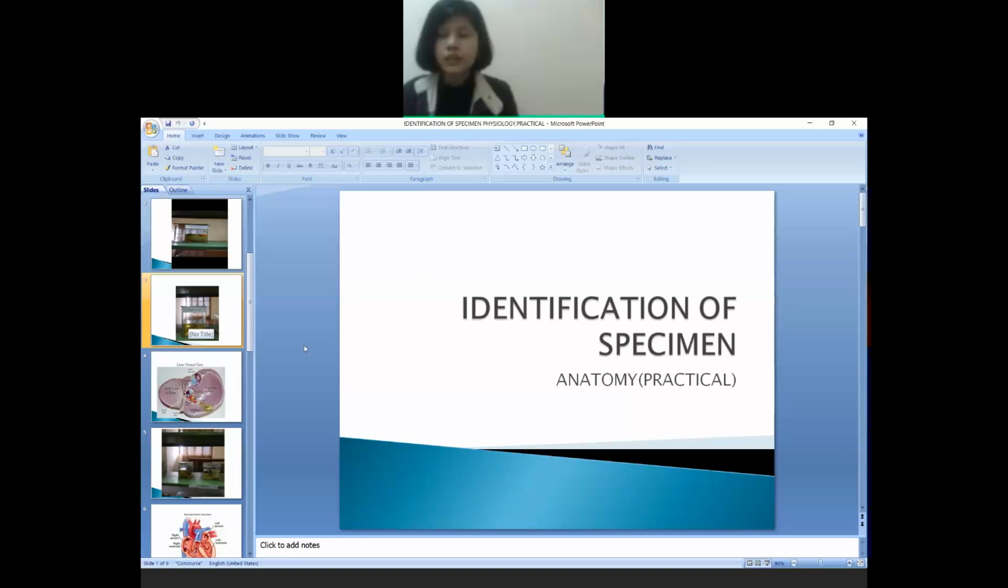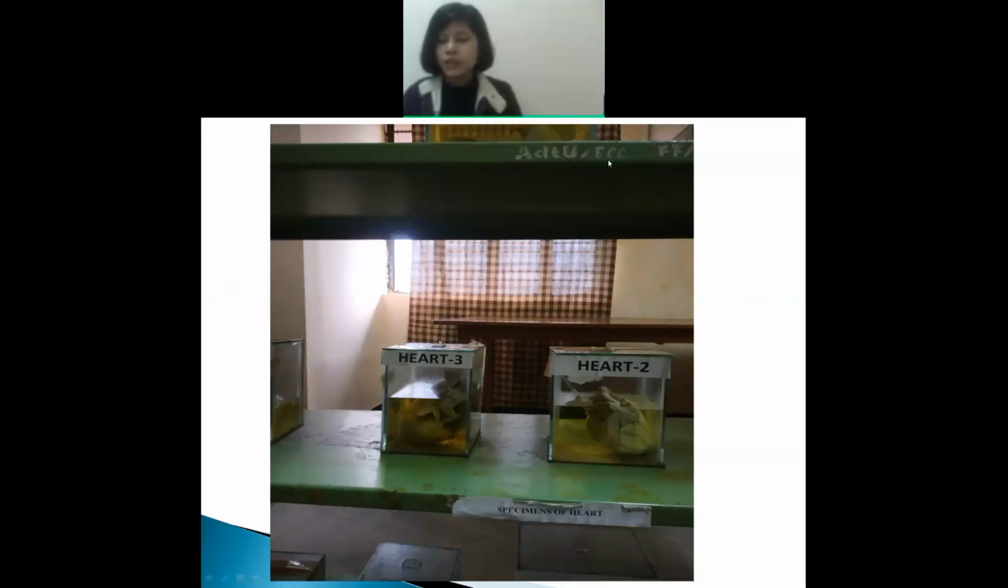So today I already discussed with you all about this anatomy theory, that is the heart, but today I will just discuss with you again. So this is the specimen of the heart. Can you see, everyone? Yes, ma'am. Okay, so this is the specimen of the heart. So today we will just see again the heart.